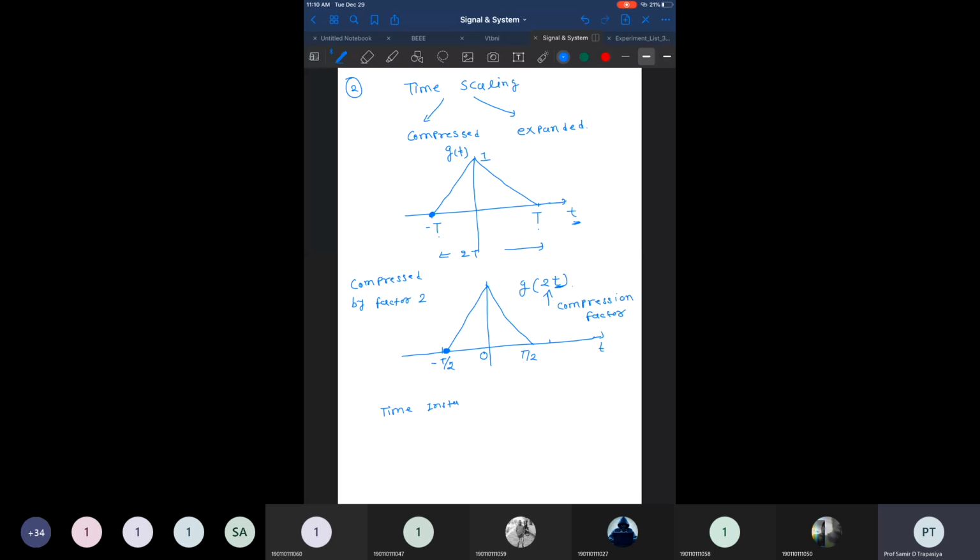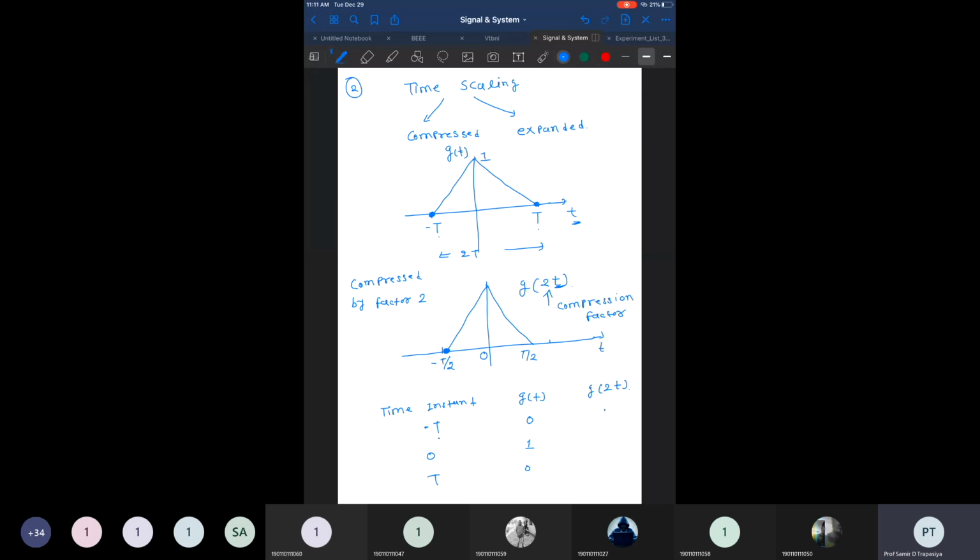What is the actual value of g of t at 0? It is here. At the value of 0, what is the peak value? G of t is 1. And what is the value of g of t at t? Sorry, this is not t half, at t, and the value of g of t at this point is 0.